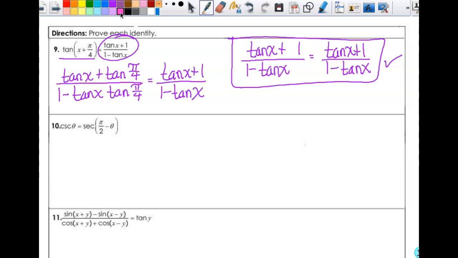Number 10. Now, number 10 looks like maybe it's super easy, right? Because if you find secant of pi halves minus theta on your chart, it says it's equal to cosecant theta, so like we're done before we start, but not really. Because the purpose of this is to prove the identity, so you can't just say, well, it's right because it's on the chart. So we're actually going to use a sum or difference identity, which means we want it to look like this side, and we have to make them look equal anyway, and you can't just substitute it in that easy.